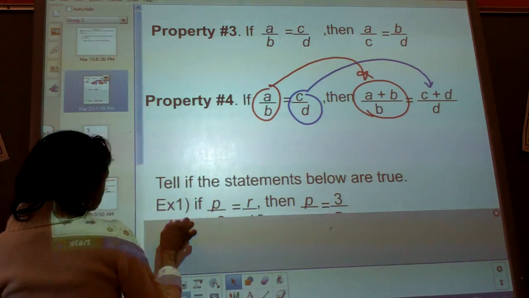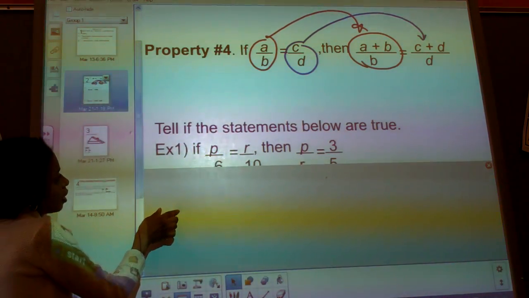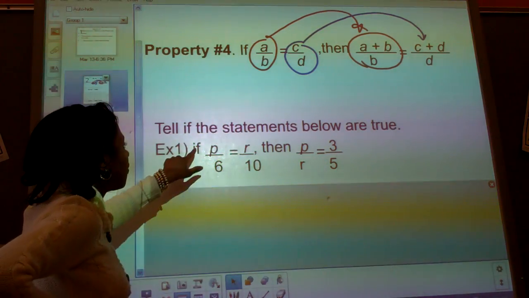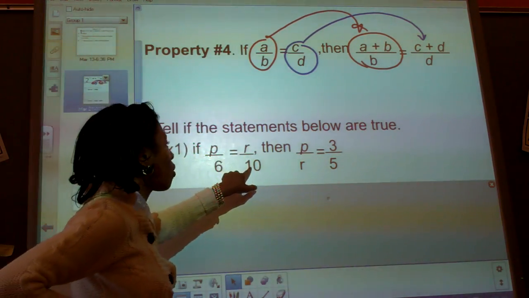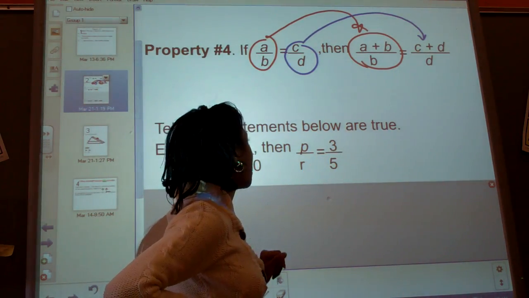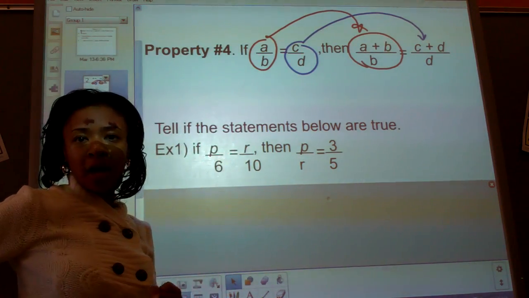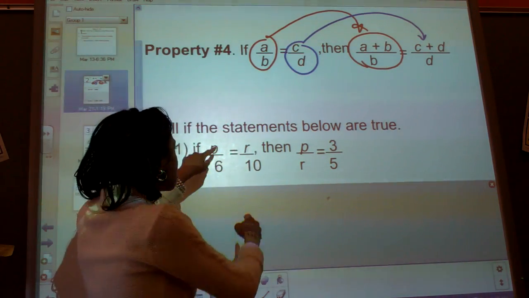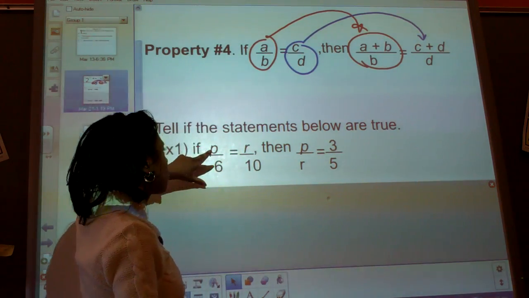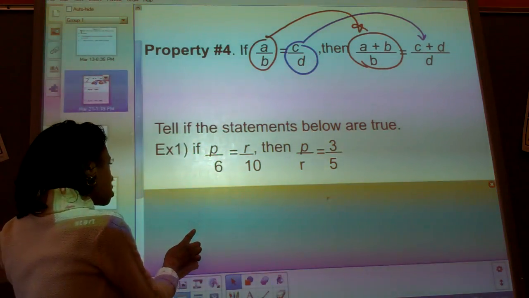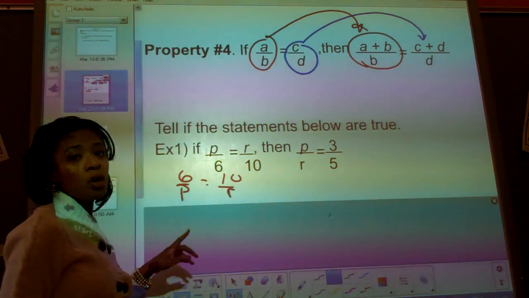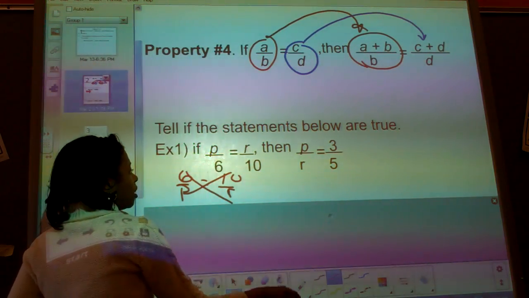Let's do some comparing here and see if we can determine a few things. In your book, please use it. In 8-2, tell if the statements below are true. If I have P over 6 is equal to R over 10, then is P over R equal to 3 over 5? Well, what does that property look like? Does that look like property 1? Does it look like we did cross multiplication here? Does it look like property 2? Did we do the reciprocal where 6 is in the numerator? Does this look like 6 over P is equal to 10 over R? No, that doesn't look like property 2, so that doesn't work.